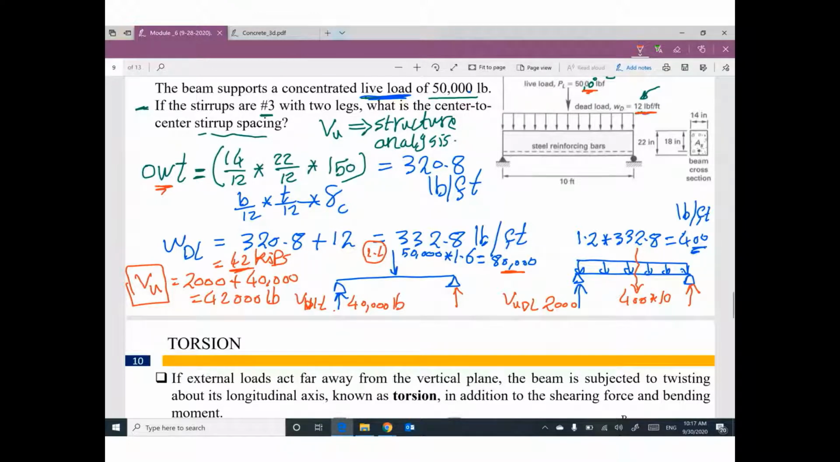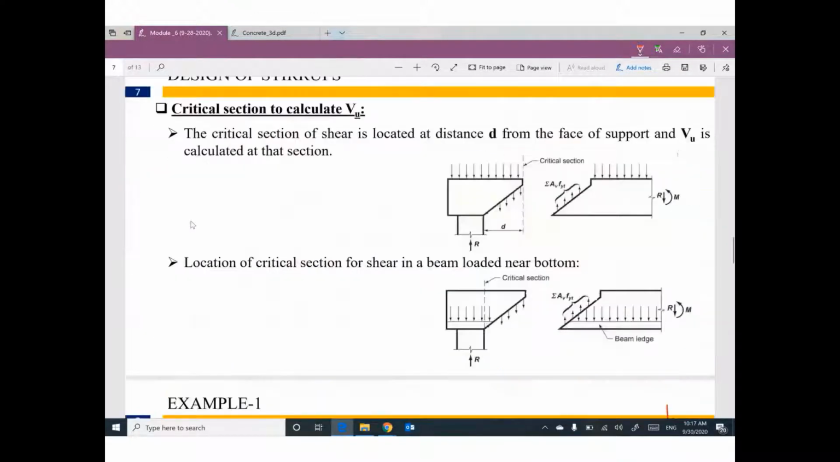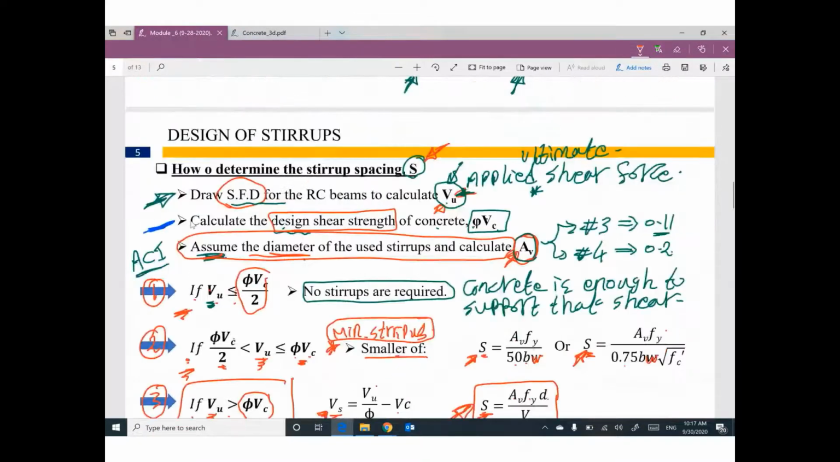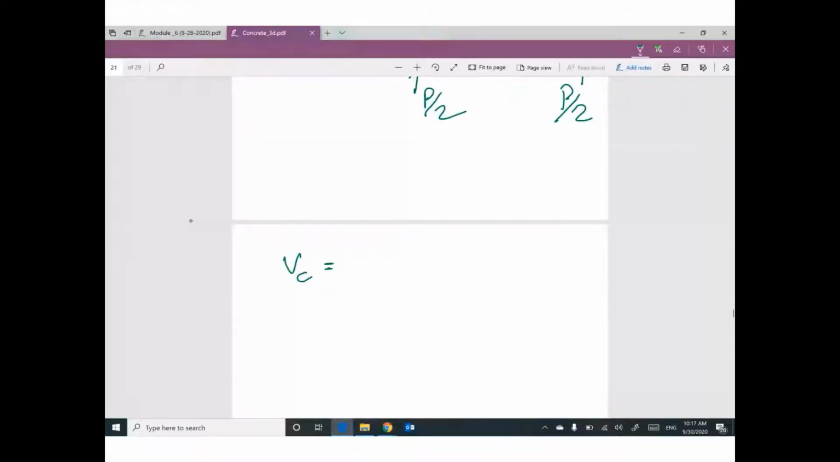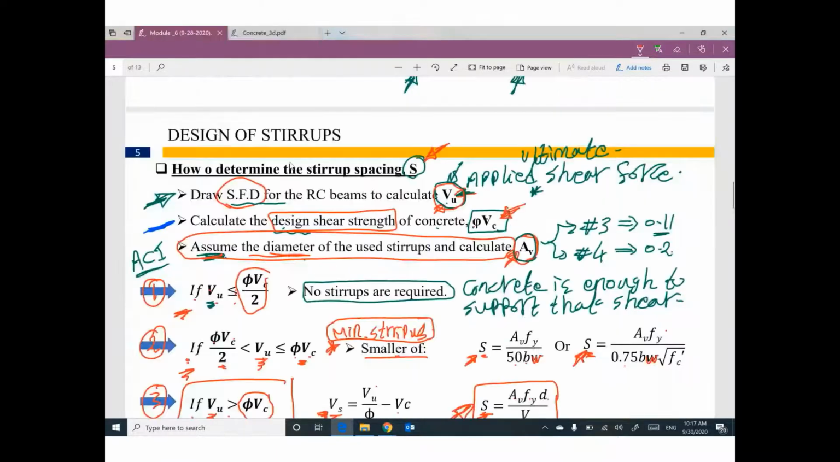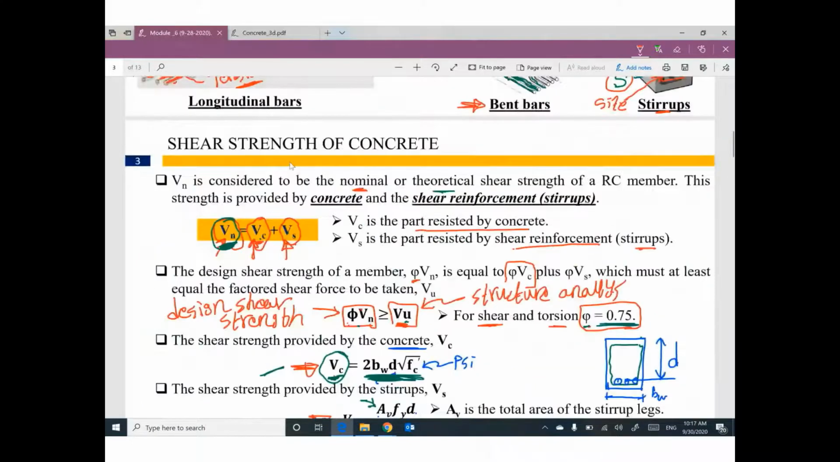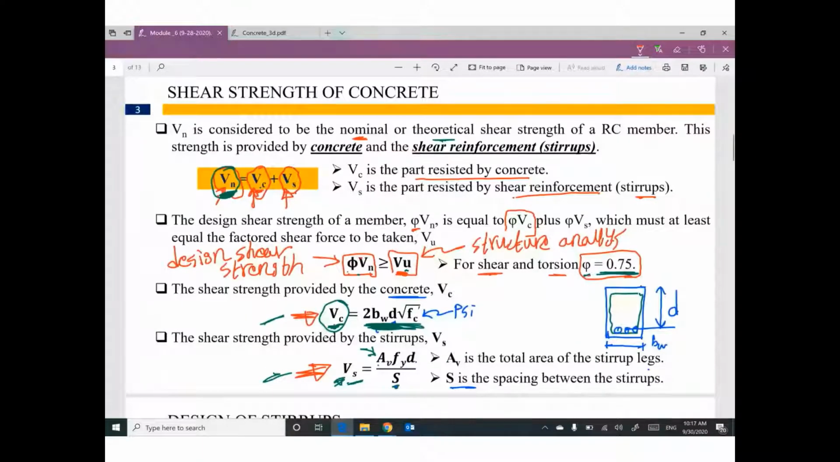Anybody remember the second step? We have some steps here. First step, we need to figure out the value of V ultimate. Second step, go ahead and calculate the design contribution, or the design shear strength, of concrete. Do you remember? Vc equals, I think 4, b web d square root f prime c, as I remember. That's right. Vc, I'm sorry, 2 b web d, not 4, 2.